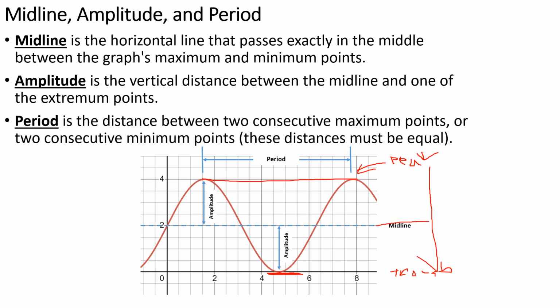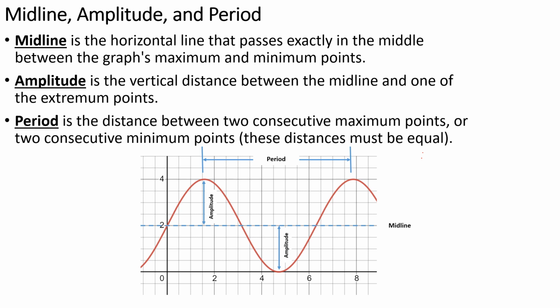Notice from my peak to my trough is 4, 0 to 4. So the amplitude is considered 2 because it's 2 above here and it goes 2 below here. That is considered the amplitude. Now the second thing I want you to look at: we've got the midline here, we've got the amplitude, and the third thing here is the period.